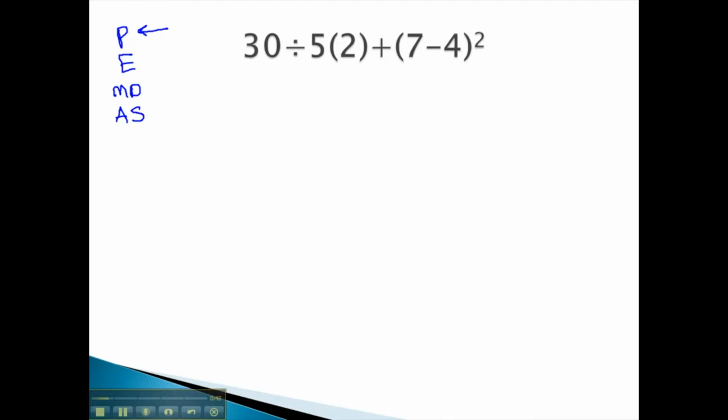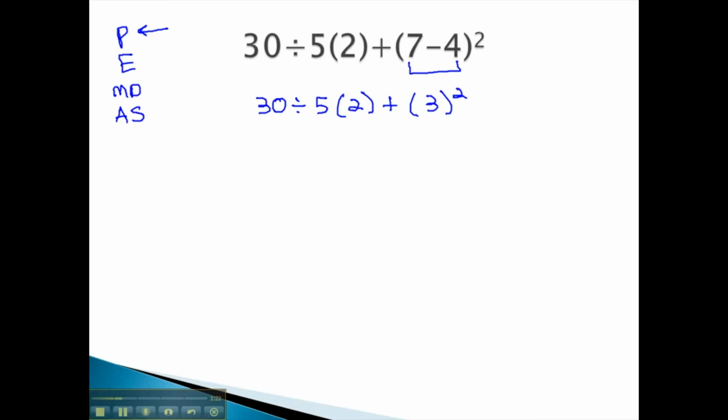Inside parentheses. A common error is people think 5 times 2 is parentheses, but the 5 is not in parentheses, so that would not be a parentheses step. The 7 minus 4, though, is inside the parentheses. And so we'll copy the rest of the problem exactly as it appears, just doing one thing at a time, the 7 minus 4. So we have 30 divided by 5 times 2 plus 7 minus 4 is 3 squared.